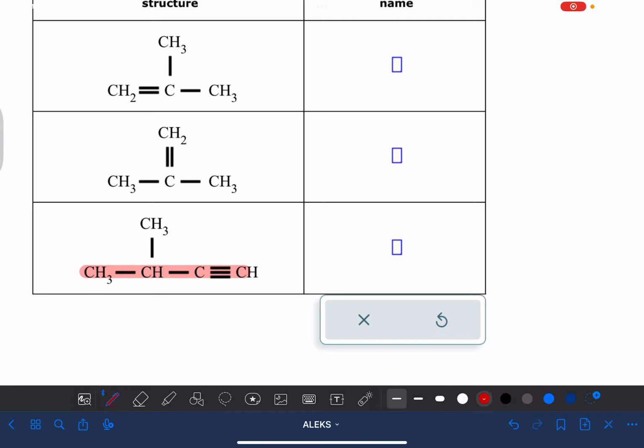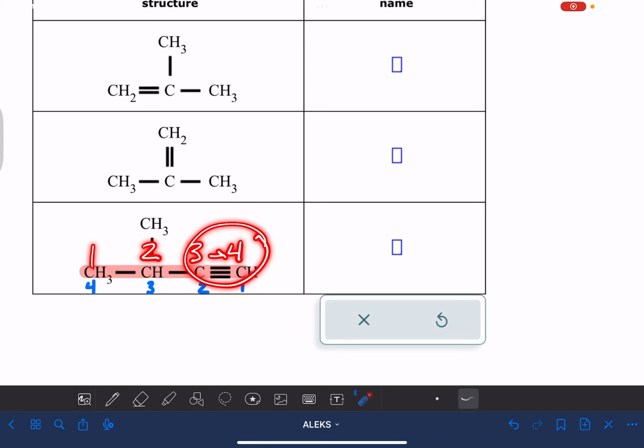And then we're going to number that chain of carbon atoms so that the triple bond is spanning the smallest numbered carbon atom. So I want to number it from right to left so that my carbon-carbon triple bond starts at 1 and goes to 2. If I numbered it this way, my carbon-carbon triple bond would be starting at 3 going to 4, and I want the smallest possible numbers.